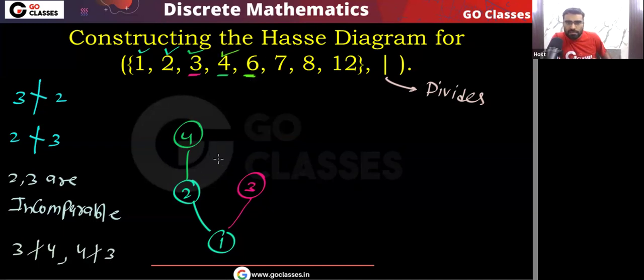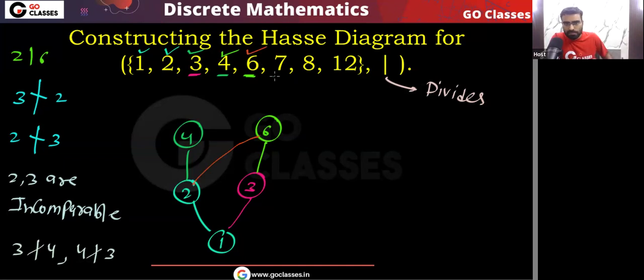Where to put 6? Remember, you can see that I will put 6 here. 3 divides 6, and I have to put this edge also. Because if I don't put this edge, then I cannot have an upward path from 2 to 6. But remember, 2 divides 6. So I have to put this edge also. Now this 6 is gone.